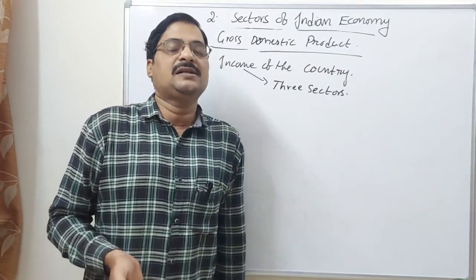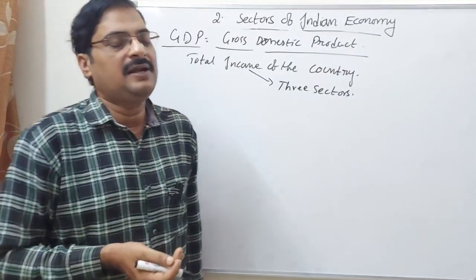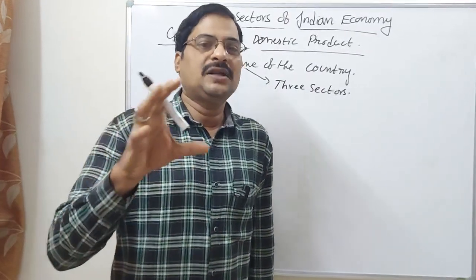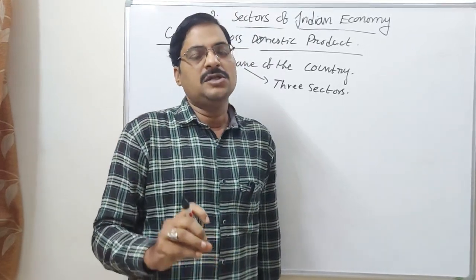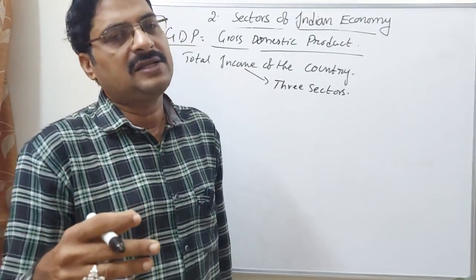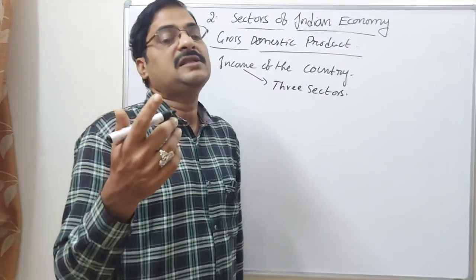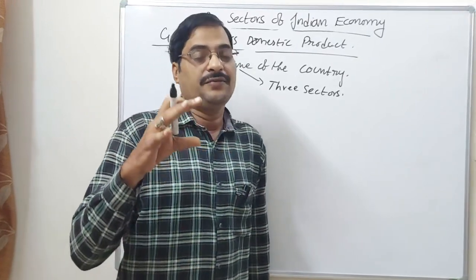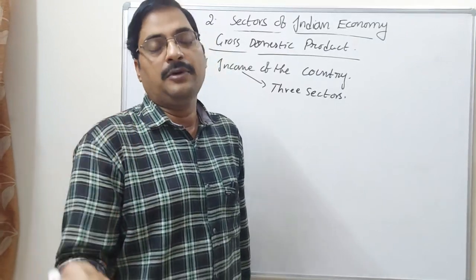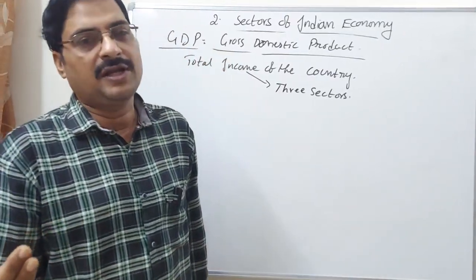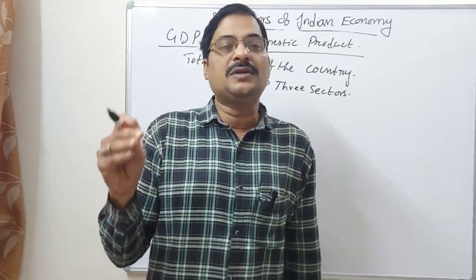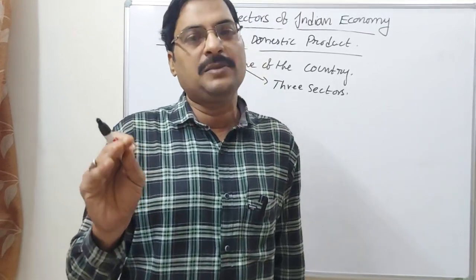What are the three sectors? Primary sector, secondary sector, and tertiary sector. These are the three sectors. The primary sector has a total value, and the secondary sector includes industries: large scale industries, small scale industries, and tiny scale industries. All these industries add to the total value. The service sector, like banking, insurance, transport and communication, also has a total value. This total value is called GDP, gross domestic product.